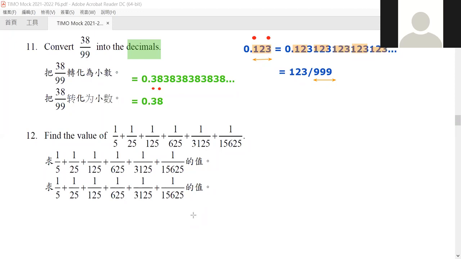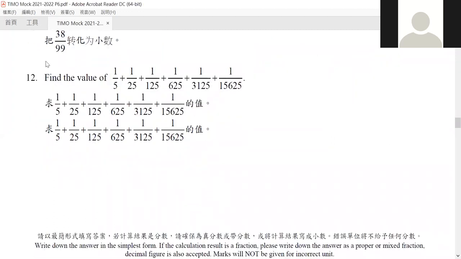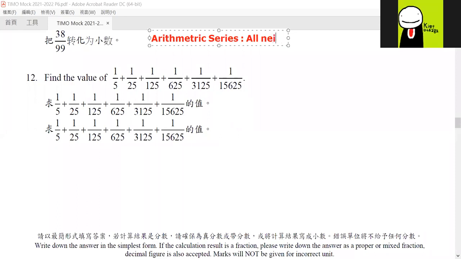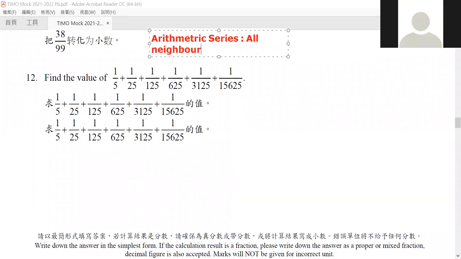Okay, so now let's go to our final part of our arithmetic. Find the value of it. Now I would like you to compare this to the arithmetic series in the previous question. Recall that an arithmetic series is one where all neighboring numbers have the same difference. So let me rewrite it in here: an arithmetic series is that all neighboring numbers have a common difference. Notice the keyword here is difference.